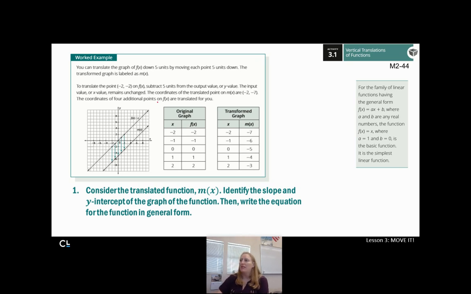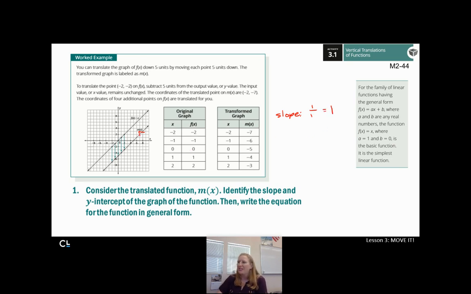So I started off by finding the slope. There are a few ways you could have done it. Remember that slope is rise over run. So I had to go up 1 and over 1. That means my slope would be 1 over 1, also known as 1.